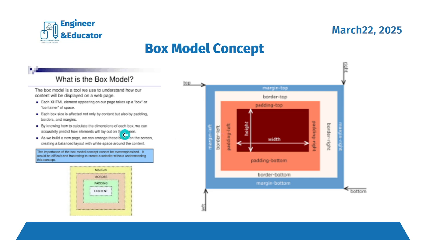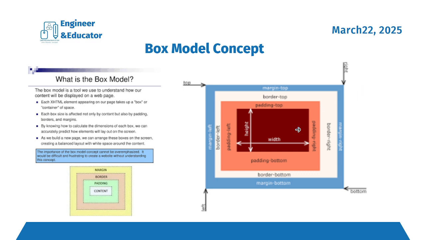By knowing how to calculate the dimensions of each box, we can accurately predict how elements will lay out on the screen. As we build a new page, we can arrange these boxes on the screen, creating a balanced layout with white space around the content. So the importance of the box model concept cannot be overemphasized. It could be difficult and frustrating to create a website without understanding this concept. So it will be very difficult for you to make a website without understanding this concept.